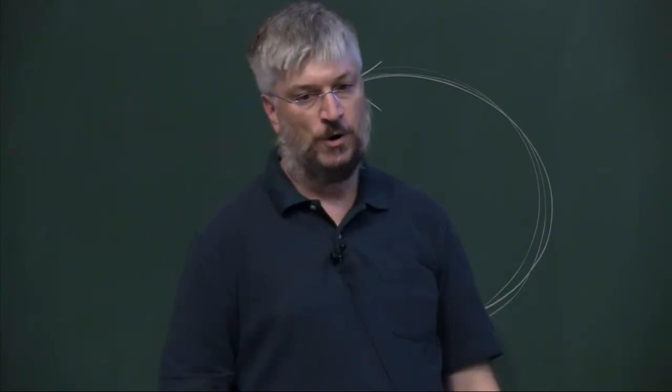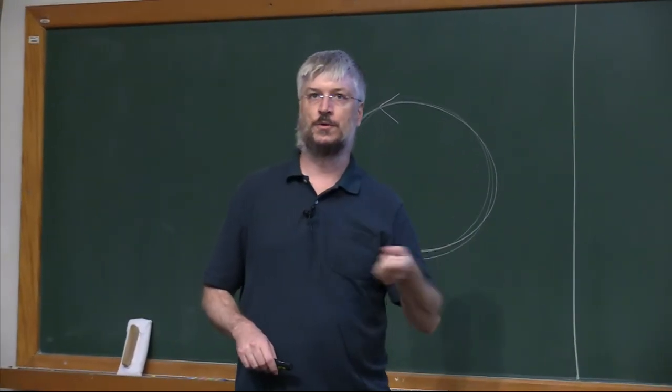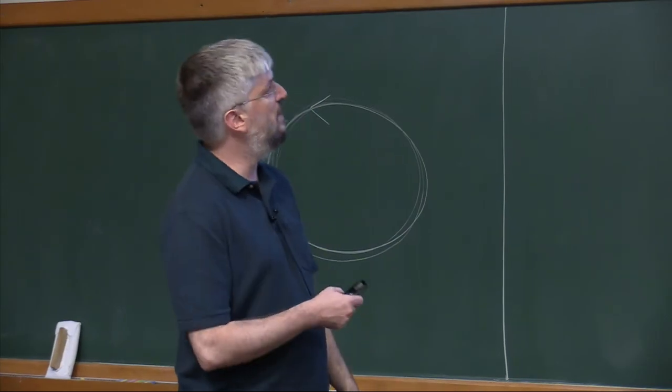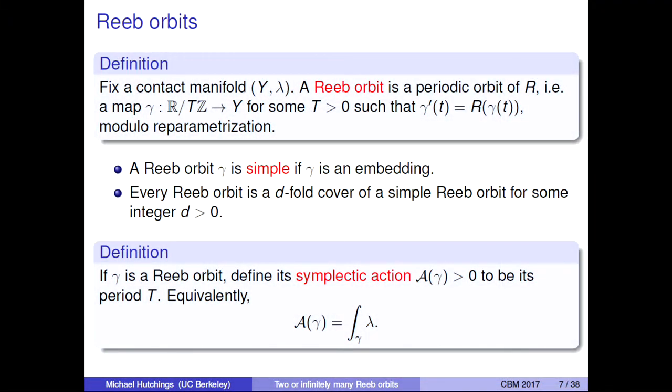So the Reeb orbit is called simple if you only go around the circle once. And otherwise, it's a multiple cover of a simple Reeb orbit for some positive integer. And I also define the symplectic action of the orbit to be the period. And because the Reeb vector field is normalized so that lambda of R equals 1, it's equivalent to say you just integrate lambda over the orbit.